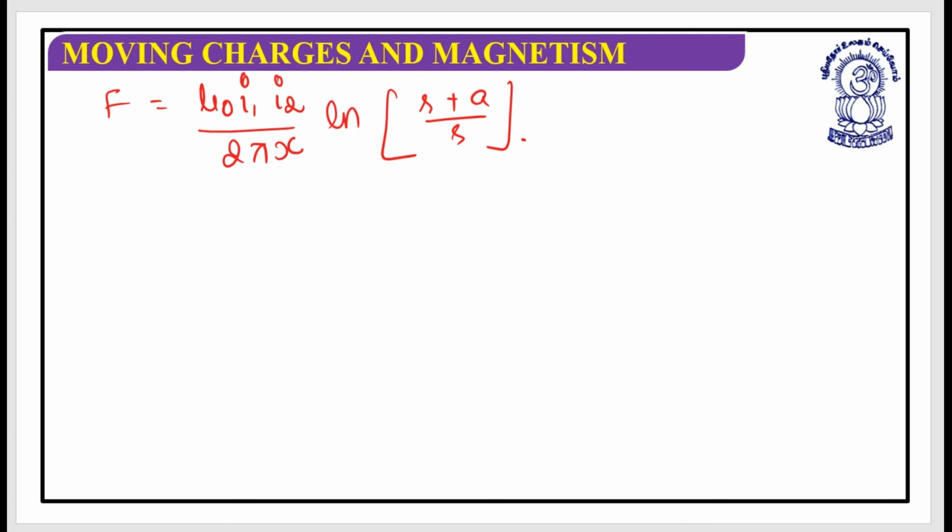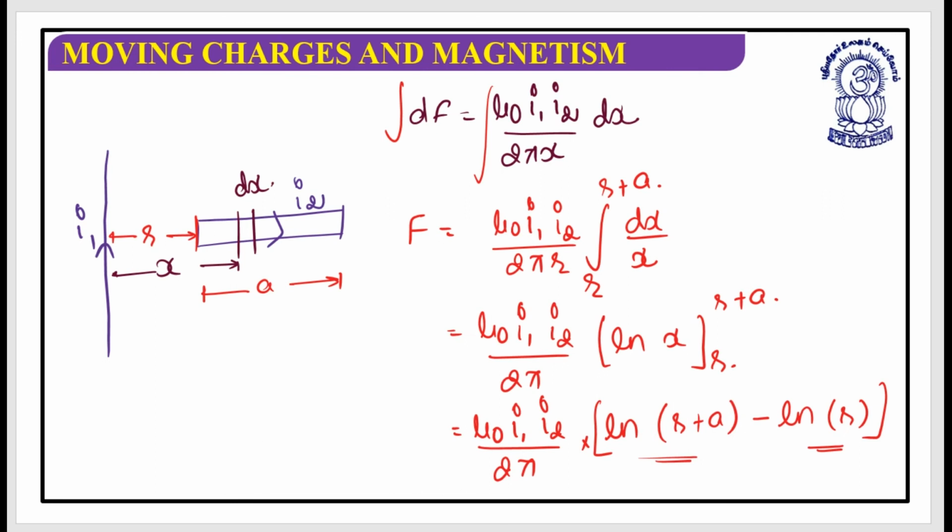Is it clear? No, I made a mistake. Yes, it's mu naught I1 I2 divided by 2 pi into bracket ln (r plus a) by r. Is it clear? I hope this is clear.